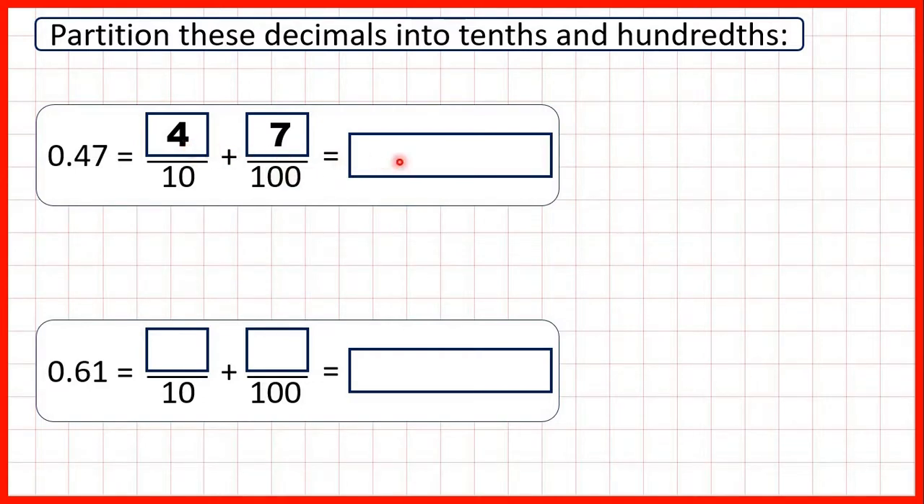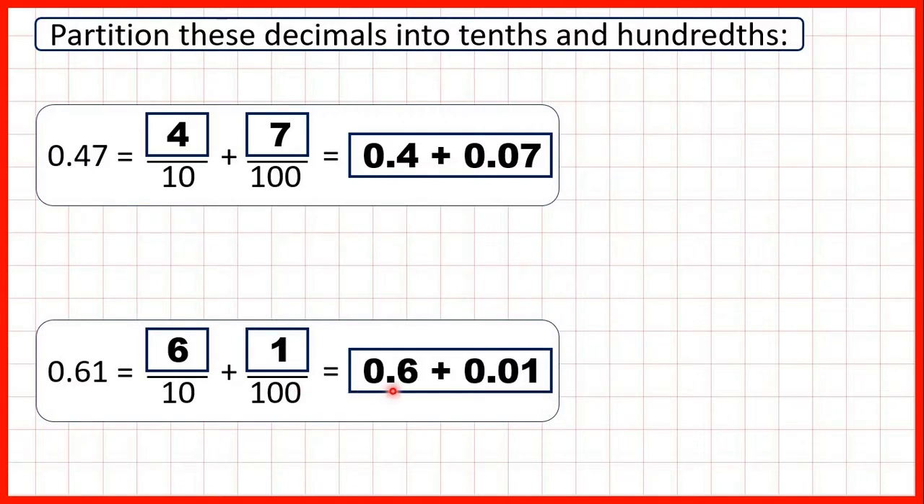So 4 tenths is 0.4 as a decimal because the first digit after the decimal point shows tenths, and then 7 hundredths is 0.07 as a decimal because the second digit after the decimal point is the hundredths digit. Now let's partition 0.61. Again, the first digit after the decimal point tells us how many tenths, so that's 6 tenths. And then the second digit after the decimal point tells us how many hundredths, so that's 1 hundredth.